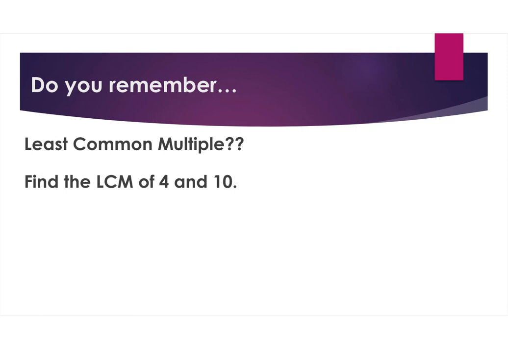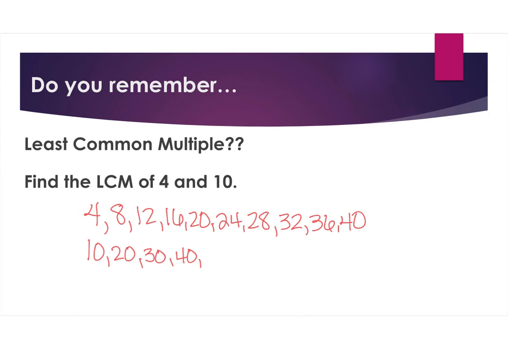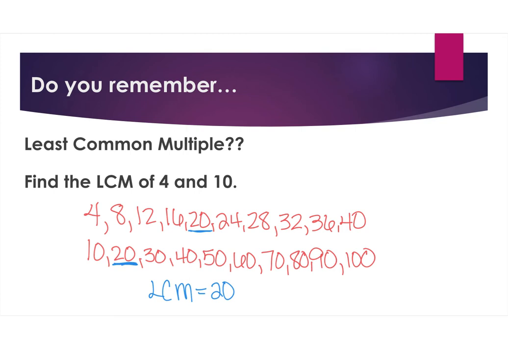LCM. So we started out by finding the multiples of 4 and 10. Then we find the smallest multiple that they have in common. So I have 4, 8, 12, 16, 20 looks like it might be in common with 10, and that's the smallest multiple in common between them both. So the LCM is 20.